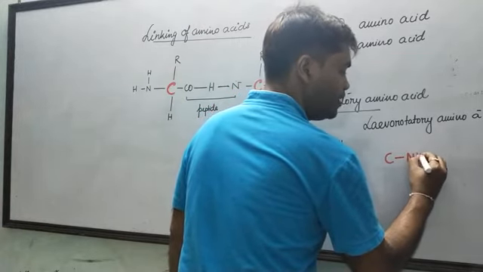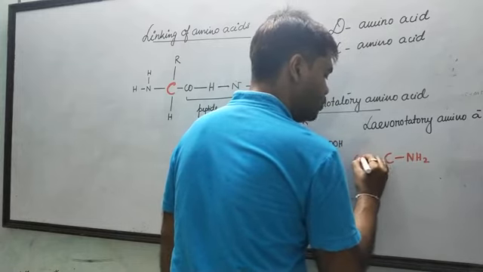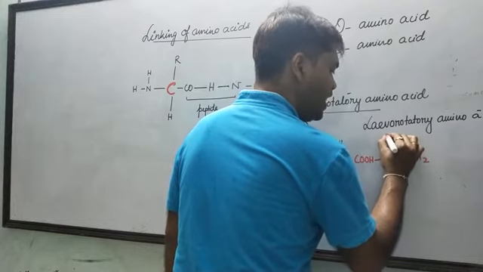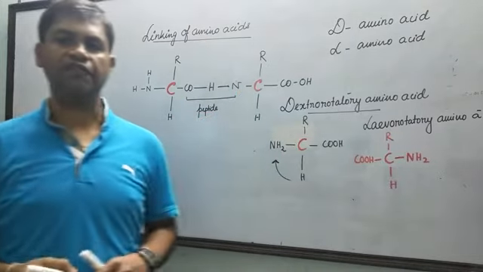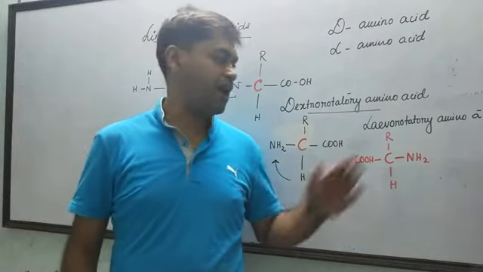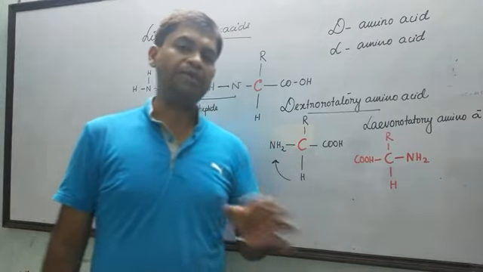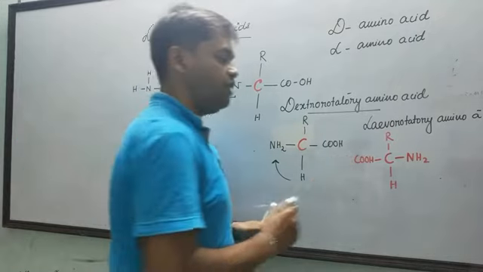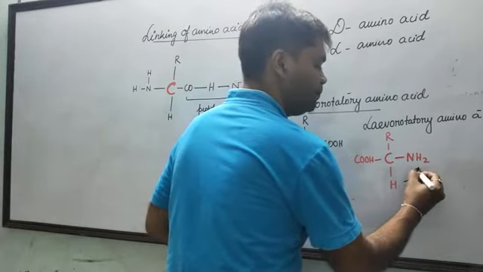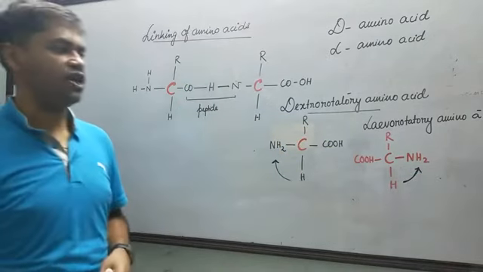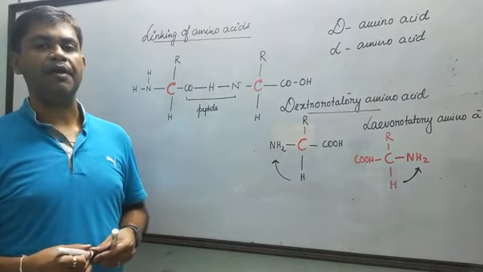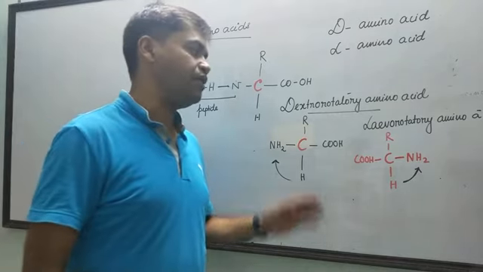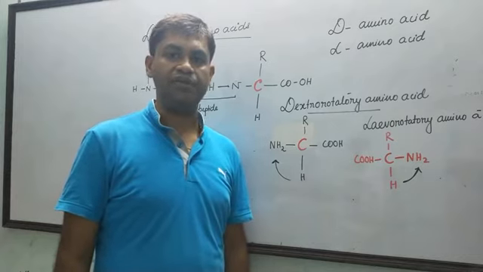Those amino acids in which the amino group is situated towards the left side: जो amino acid में amino group left side में होता है, जब भी कोई plane of polarized light will fall into that amino acid, the plane of polarized light will be rotated towards the left, and that type of amino acid is called levorotatory amino acid. उस amino acid को levorotatory amino acid कहा जाता है.